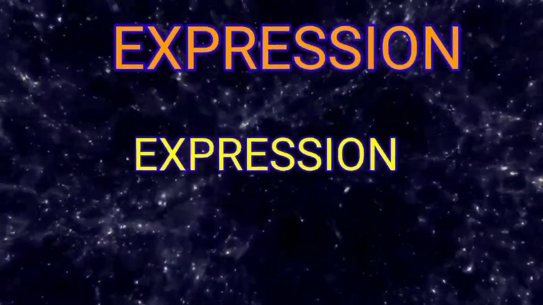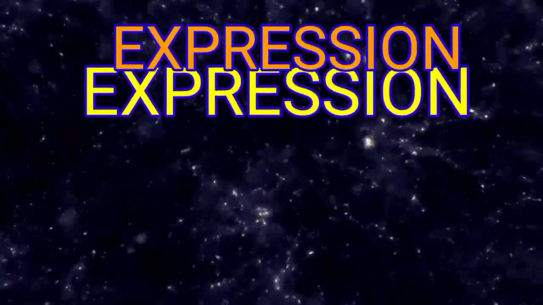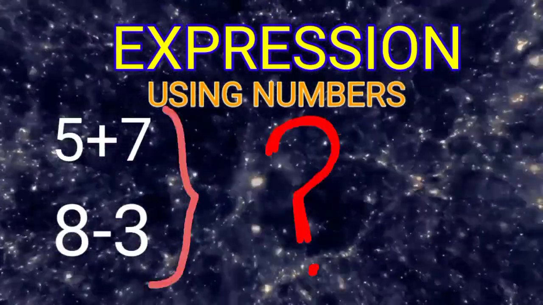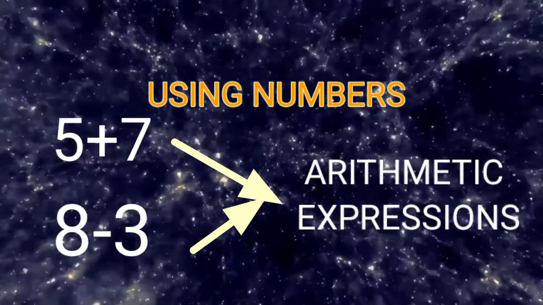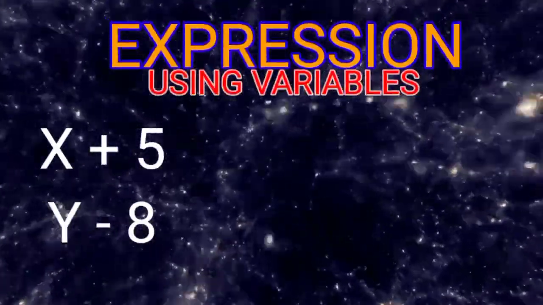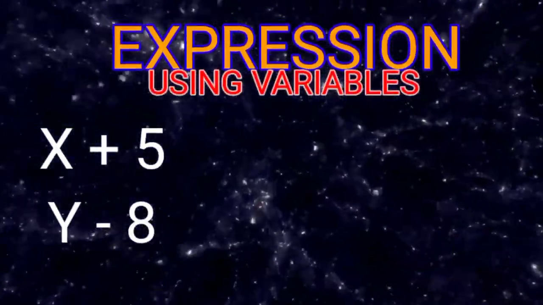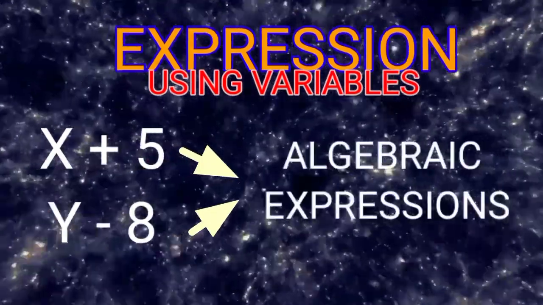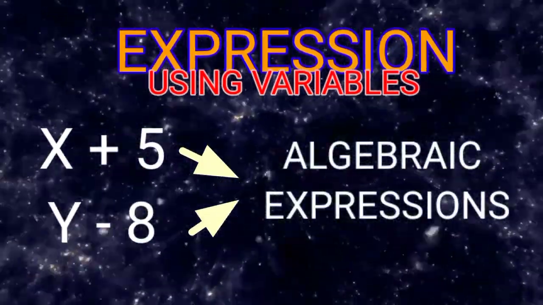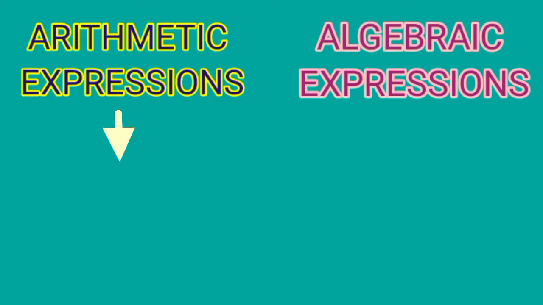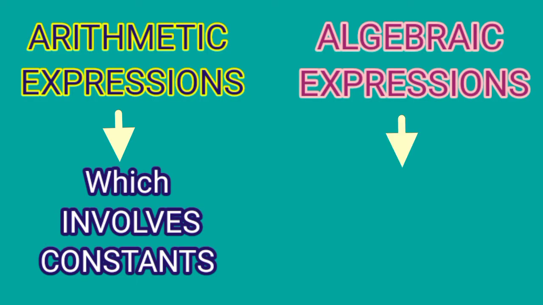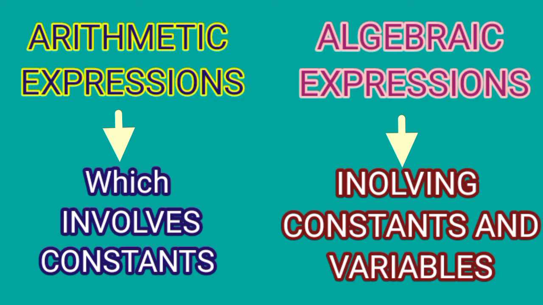Expression. What is an expression? For example, what is an expression using numbers? 5 plus 7, 8 minus 3, these are arithmetic expressions. And using variables, x plus 5, y minus 8, these are algebraic expressions. An arithmetic expression involves only constants, whereas algebraic expressions involve constants and variables.